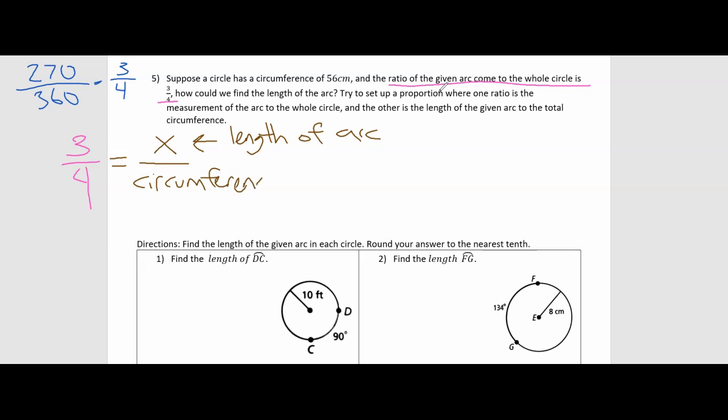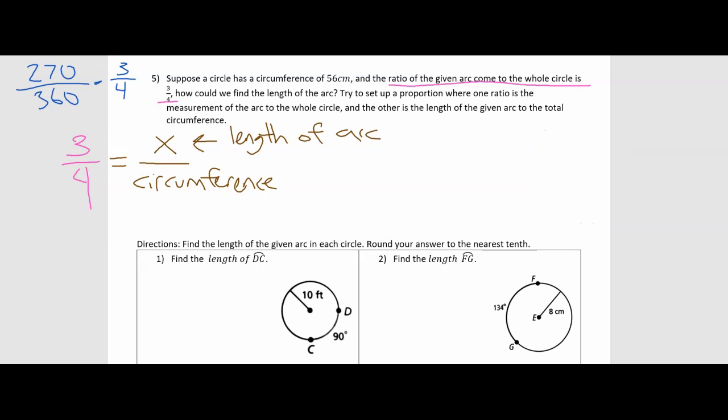So just like with sector area, we did the area of the sector compared to the total area of the circle. Here we have the length of the arc compared to the entire arc, which is the circumference. If you think about going all the way around the circle, you could think of that as the entire arc of the circle, but we have a special name for that. We just call that the circumference.